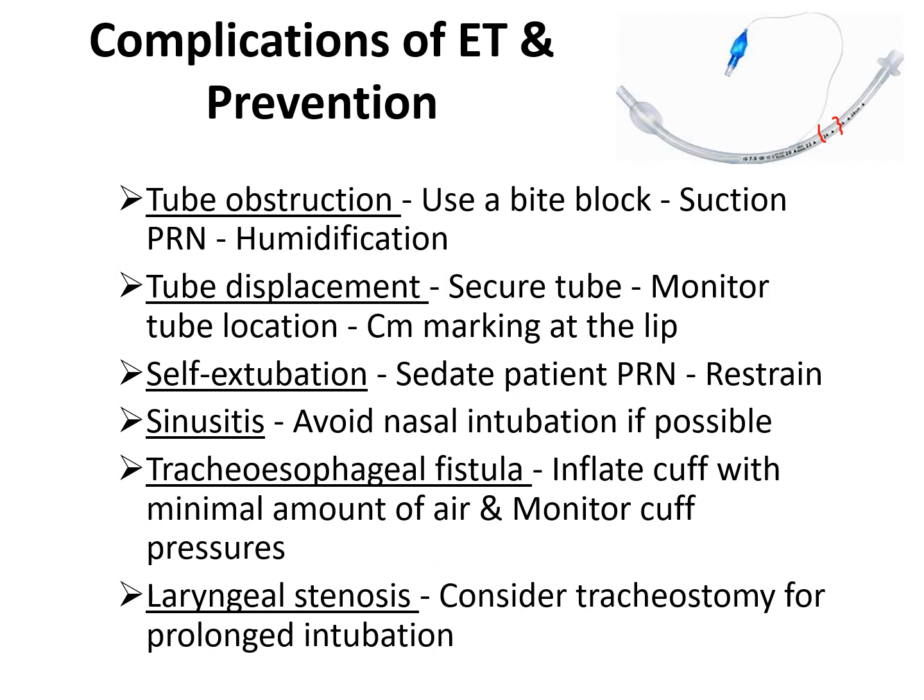A tracheoesophageal fistula can happen because of high pressures within the cuff, so we want to maintain a minimal amount of air in those cuffs, just enough cuff pressure so that it doesn't allow an air leak, and some facilities will require monitoring of the cuff pressures. And then there's laryngeal stenosis, so with that you may have to consider a tracheostomy for prolonged intubation.